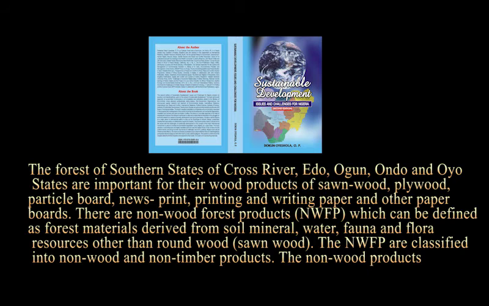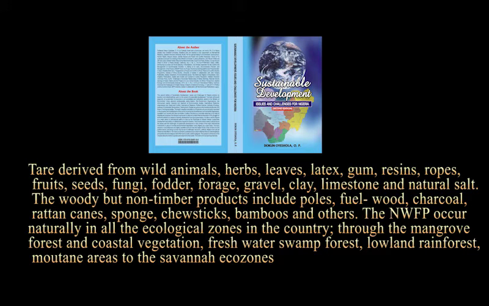The non-wood products are derived from wild animals, herbs, leaves, latex, gum, resins, ropes, fruits, seeds, fungi, fodder, forage, gravel, clay, limestone and natural salt. The woody but non-timber products include poles, fuelwood, charcoal, rattan canes, sponge, chew sticks, bamboos and others.